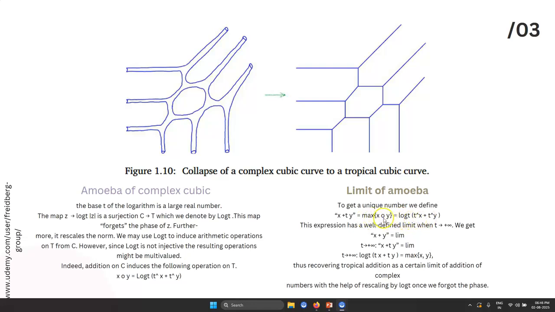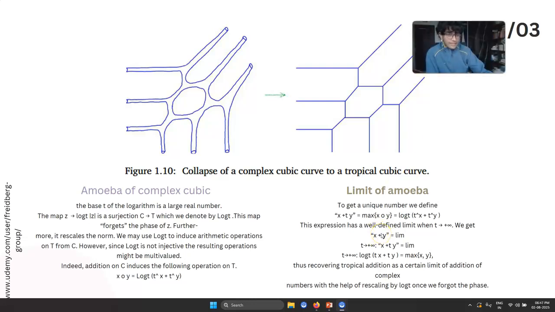So max of x and y is equal to the limit of log to the base t of t to the power of x plus t to the power of y. This expression has a well-defined limit. As t goes to positive infinity, we have our addition well-defined, and recovering tropical addition is basically the limit of this whole expression. With the help of that, we kind of forgot the phase entirely, remember, because of this mod z over here.